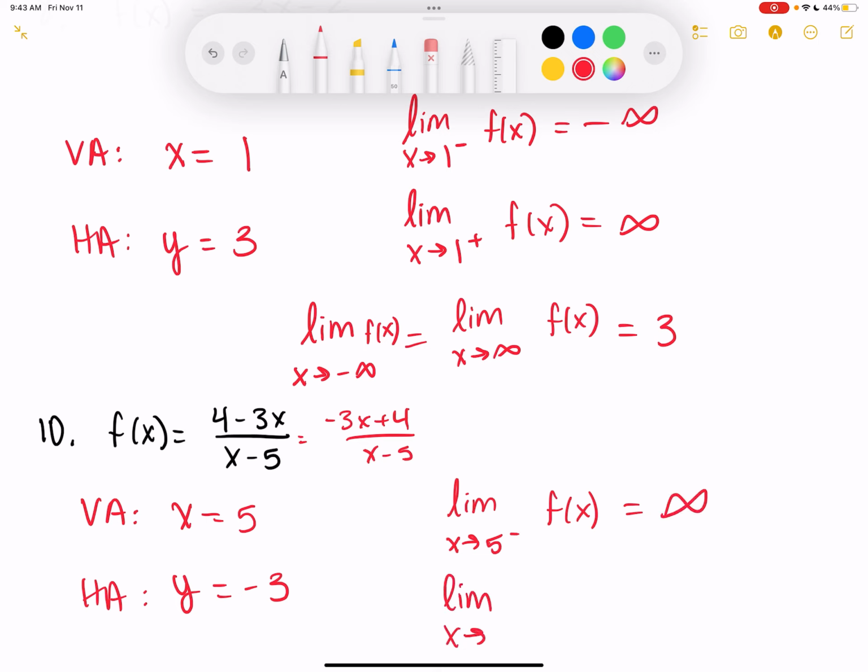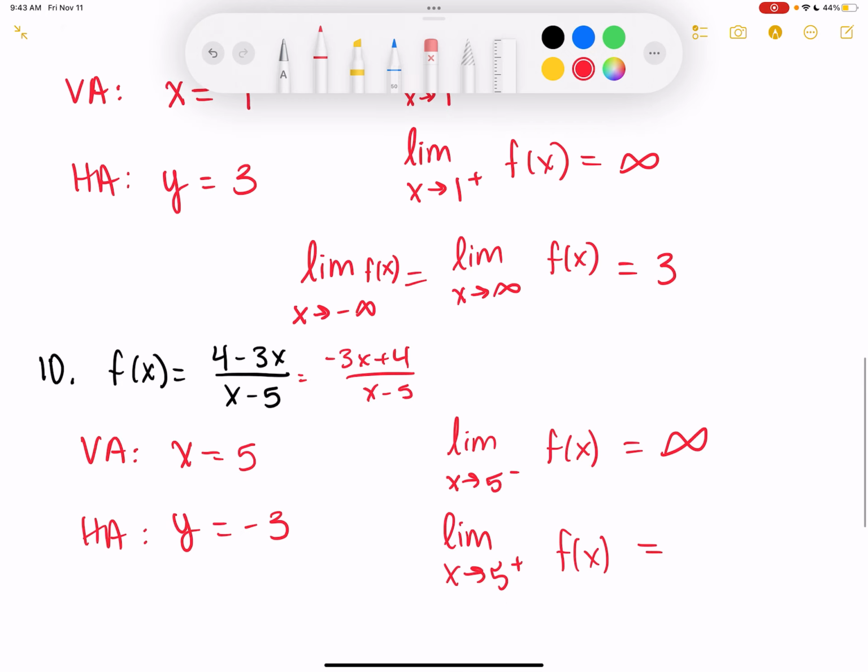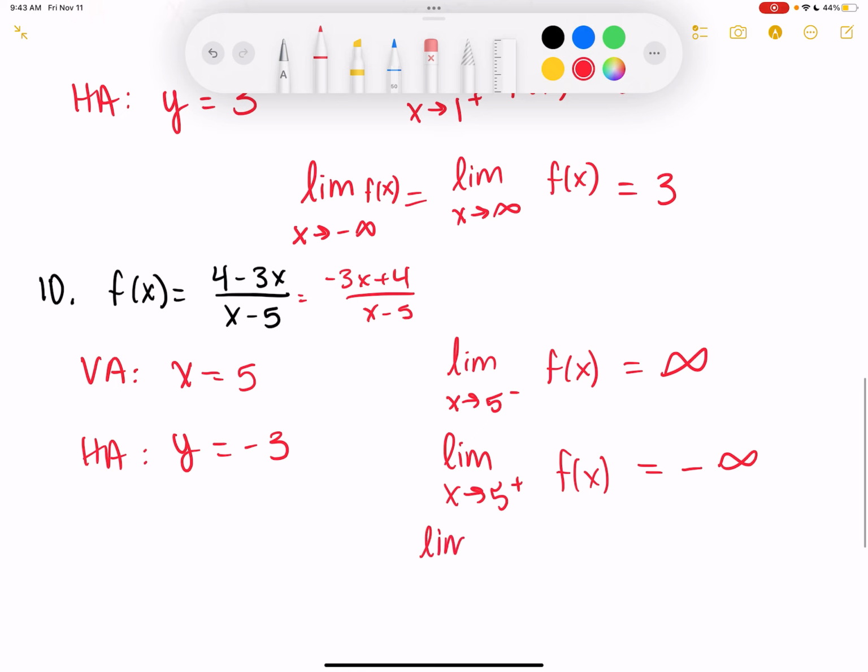The limit as x approaches 5 from the right of f of x. It would be positive. Bottom is positive, but the top is negative because it's minus that. So negative infinity. Then your limit as x approaches negative infinity is equal to the limit as x approaches infinity is equal to what? Negative 3.